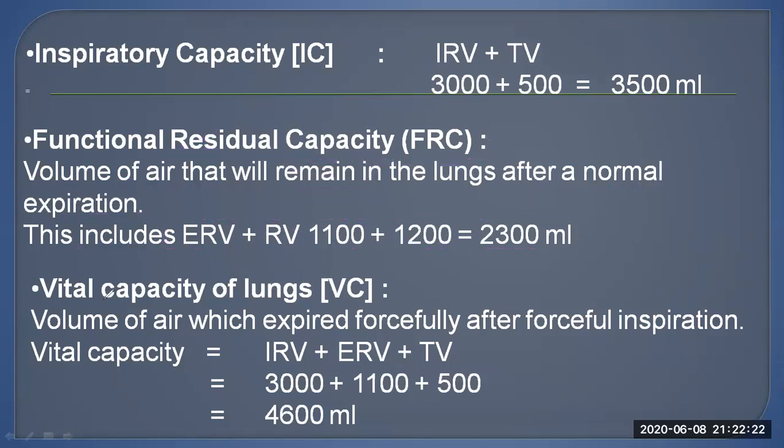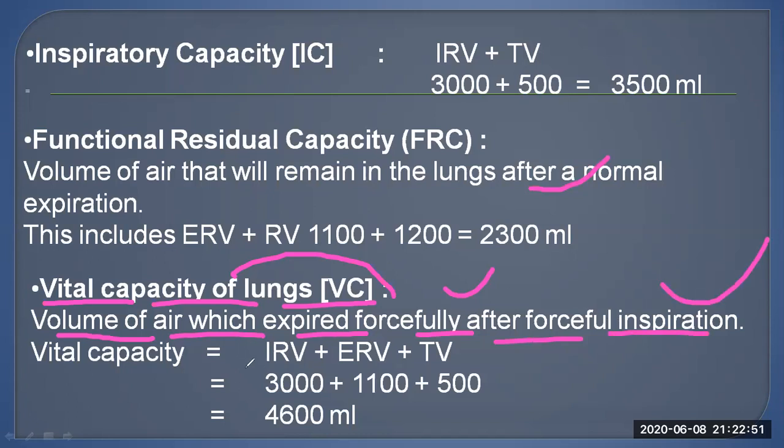Last one, they have also given the vital capacity of lungs. That is the volume of air which is expired forcefully. Here it says expired forcefully. In the case of the FRC, that is what remains after normal expiration. But here it is the volume of air expired after the forceful inspiration. This is called the vital capacity.